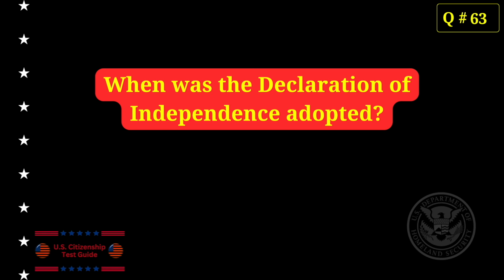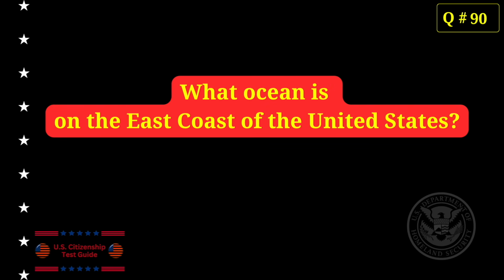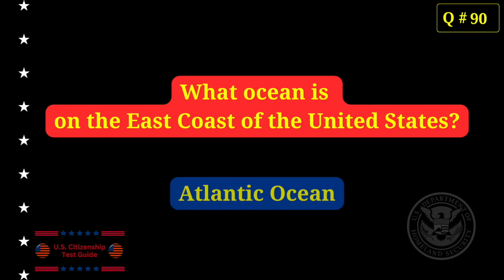When was the Declaration of Independence adopted? July 4th, 1776. What ocean is on the east coast of the United States? Atlantic Ocean.